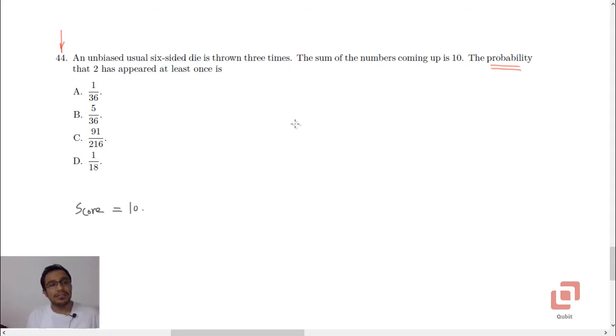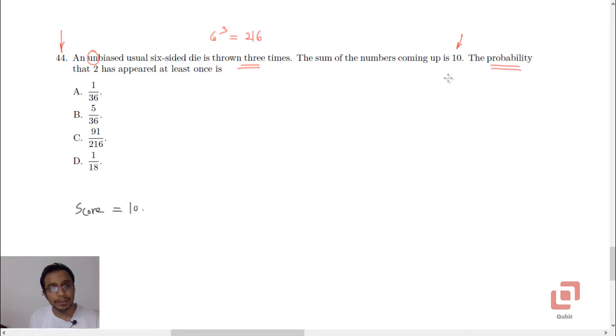The problem says an unbiased, usual six-sided die is thrown 3 times. So we already know that there are 6 raised to 3, or 216, different permutations. The sum of the numbers coming up is 10. So the sum means if you add the numbers that we have got, or the scores, that will be 10.